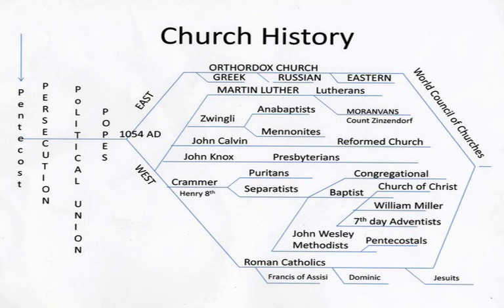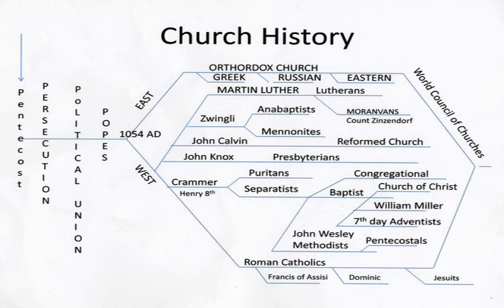Then we see another split with Henry VIII not getting an annulment, so he splits from the Roman Catholic Church, with Cranmer leading the way. And under the Church of England here, we have two main groups, the Puritans who wanted to purify the Church of England. We have the Separatists who wanted to separate from the Church of England, and they did, and became pilgrims that came to America.